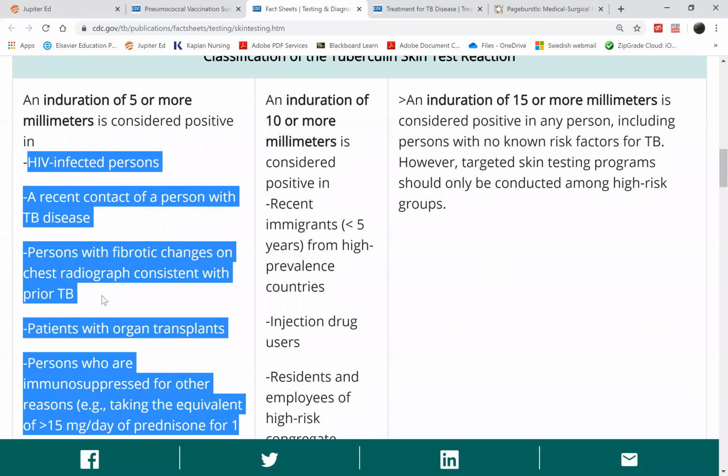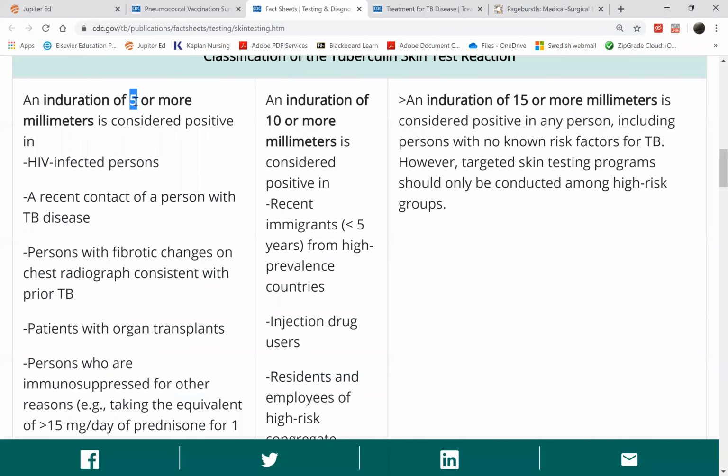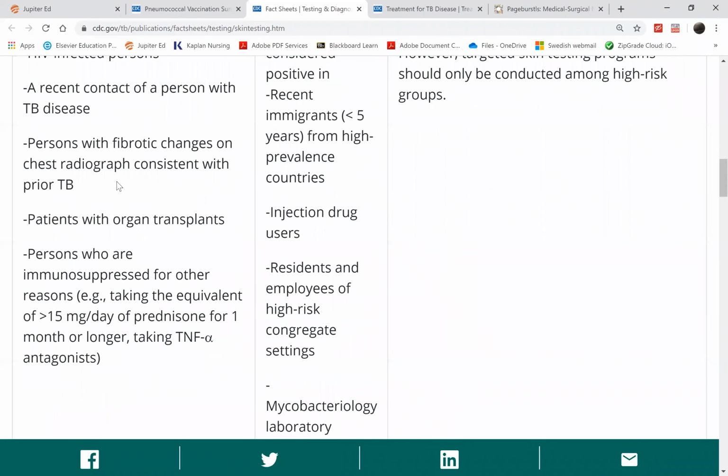If your patient has any of these profiles, then the PPD test is considered positive if the induration is 5 or more. It doesn't take much because remember these patients have a weakened immune system, so their inflammatory response is suppressed. We can't expect a large reaction here. So a 5 millimeter induration is already considered positive in this population.